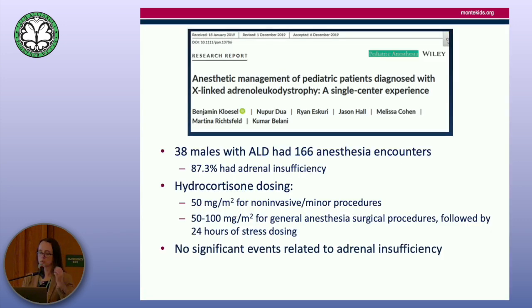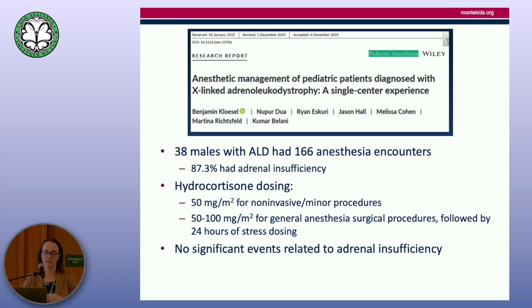And then for surgical planning, we were talking about this earlier. I personally recommend that you get stress dosing for anesthesia, even if it's just a sedation, but not everyone does. And the reason I do this is because it's not just a sedation. If something goes wrong, there's a lot of stress. And so I just feel like it's a safety thing. It's once every 6 months.